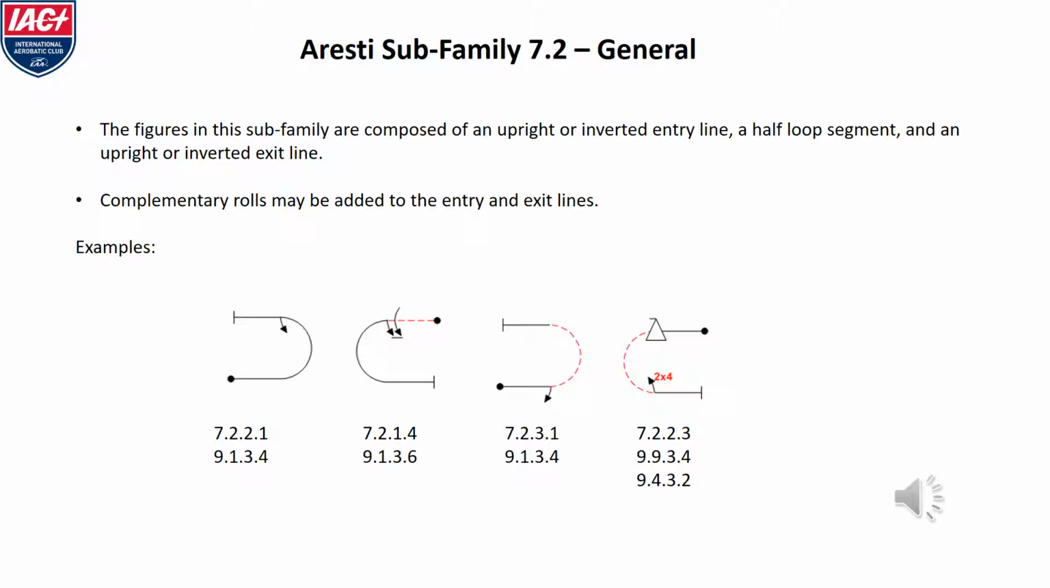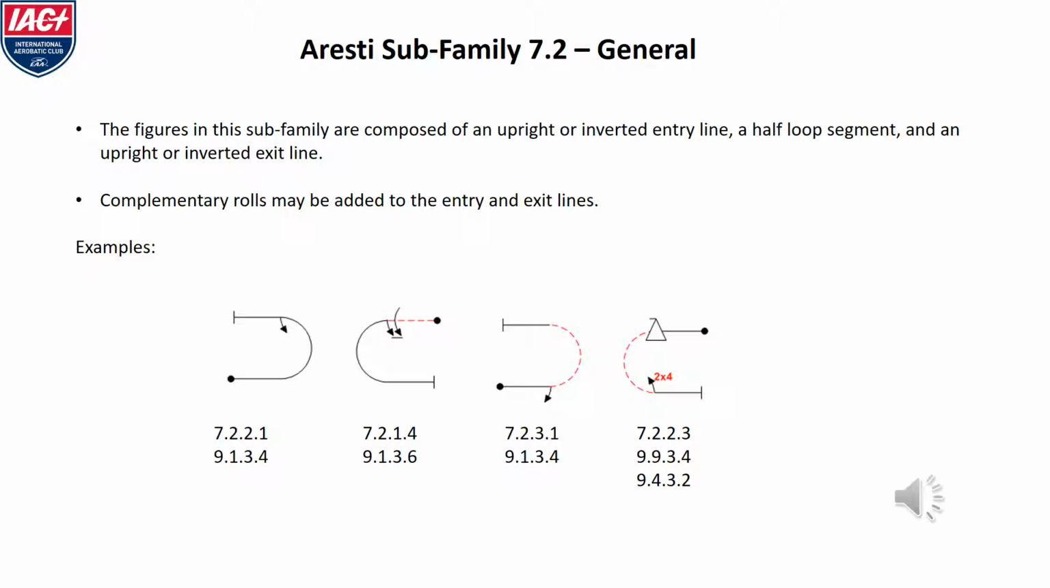Aresti's subfamily 7.2 figures are built around half loops. The figures in this subfamily may have an upright or inverted entry line, they have a half loop segment, and they have an upright or inverted exit line. As shown in the 4 examples here, complementary rolls may be added to the entry and exit lines. The leftmost example is what we commonly call an Immelman, a half loop up, half roll.